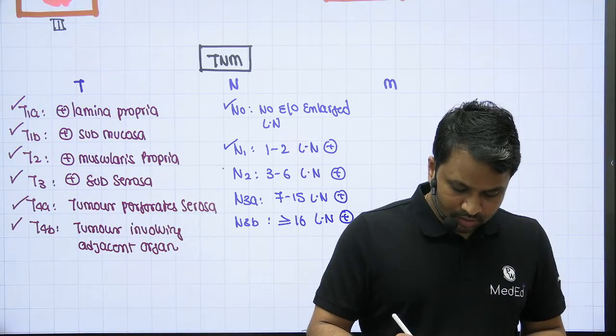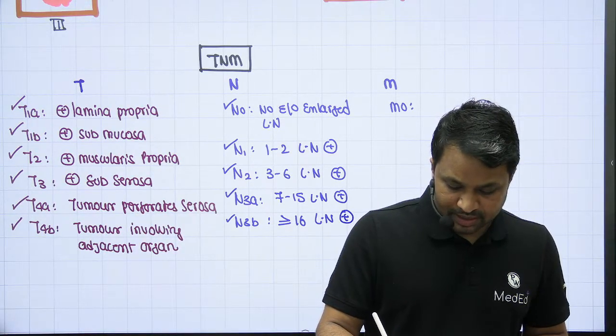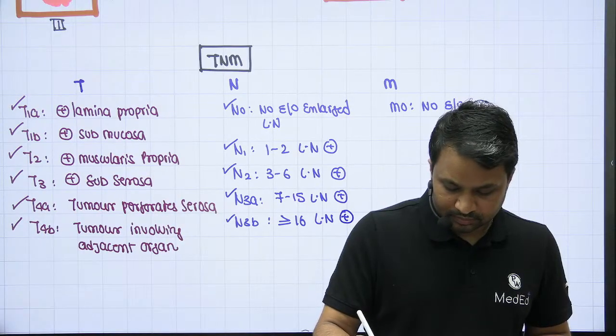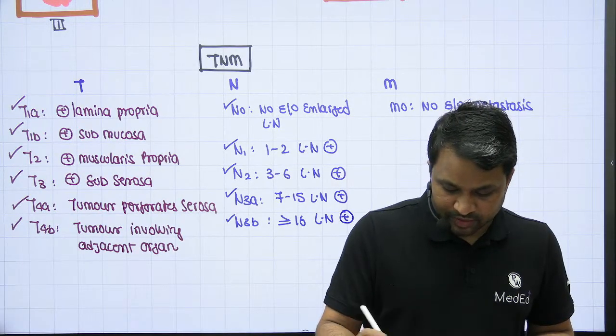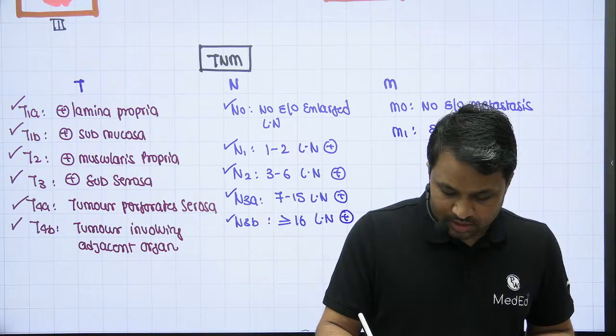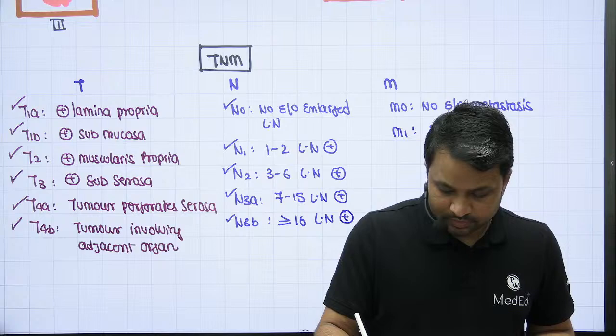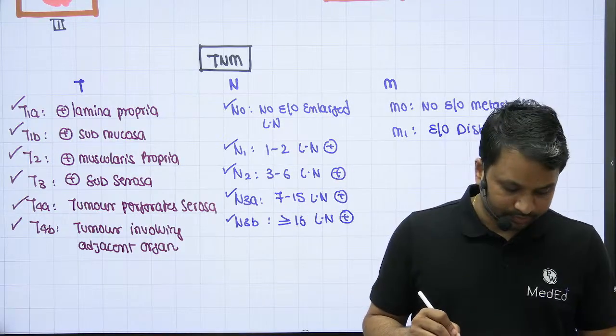So these are the end staging. M0 means there is no evidence of metastasis. M1 means there is evidence of distant metastasis. Clear?